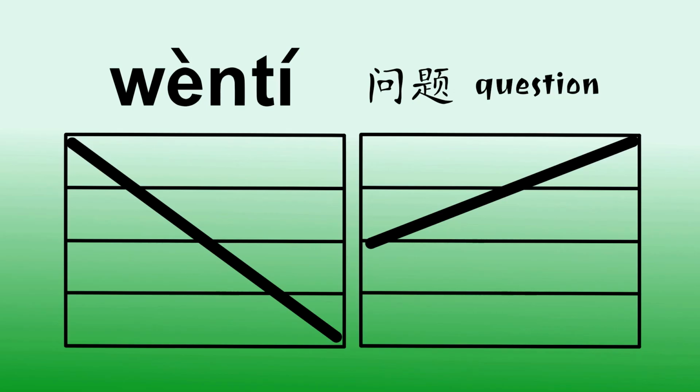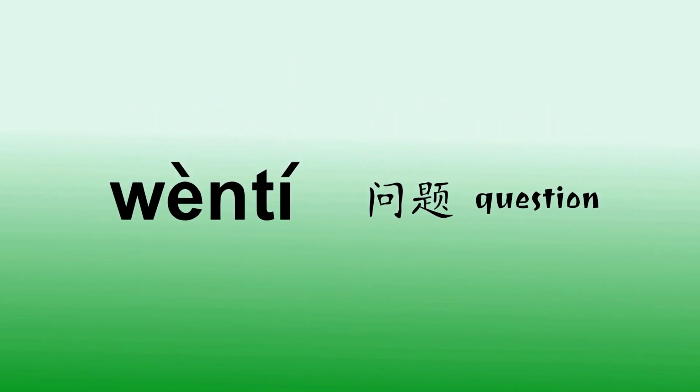问题, 问题. Try voicing it. 问题 问题. And here are some other 4-2 words. 大学, 认为, 造成, 不能.